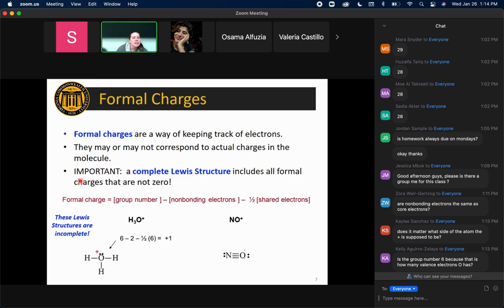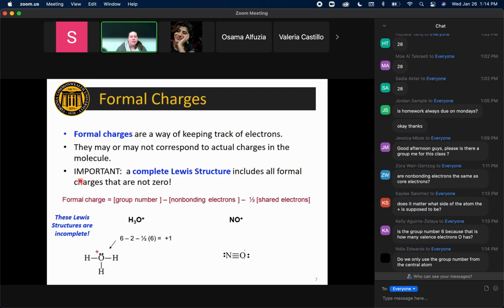Someone else has asked, does it matter what side of the atom the plus is supposed to be? No, it doesn't matter as long as it's clear which atom it's associated with. Is the group number 6 because that is how many valence electrons oxygen has? Yes, that is true. It is also group number 6 because it is in column 6A of the periodic table.